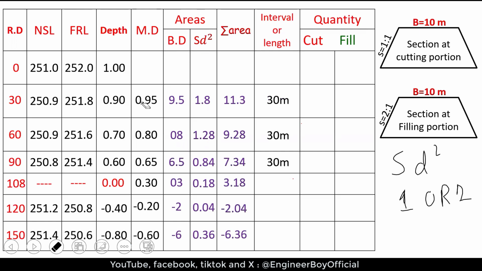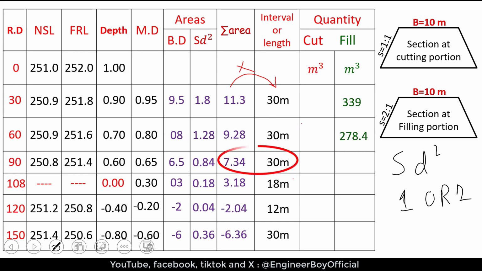Interval is just known, which is 30 meters. Now area times the interval, that actually means the quantity, and that's gonna be in cubic meter for cut and fill both. So that's 339 cubic meter up to station 30. And then we have for the other station, which is 278. Again, we have 220. And then we have 57.